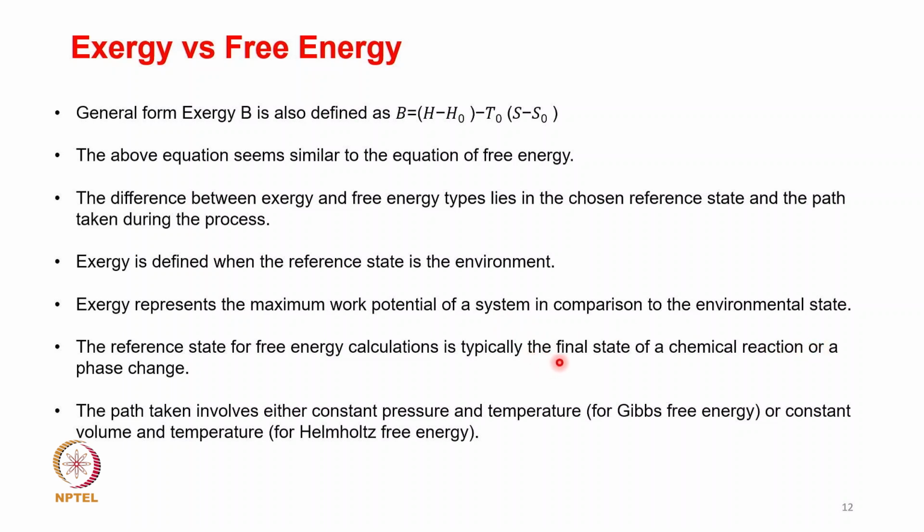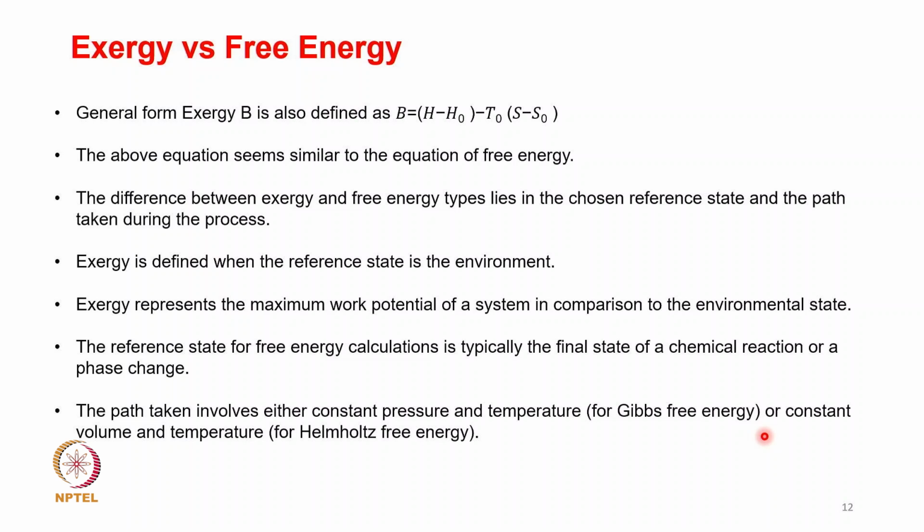The reference state for the free energy calculation is typically the final state of the chemical reaction or a phase change. So this is not the case here; here the reference state is the environment itself. The other one is a hypothetical final state, and the path taken involves constant pressure and temperature. Typically there are two free energy calculations, right? One is the Gibbs free energy, where we assume that the process follows a path under constant pressure and temperature. The second is the Helmholtz free energy, wherein the process typically follows a path with constant volume and temperature.